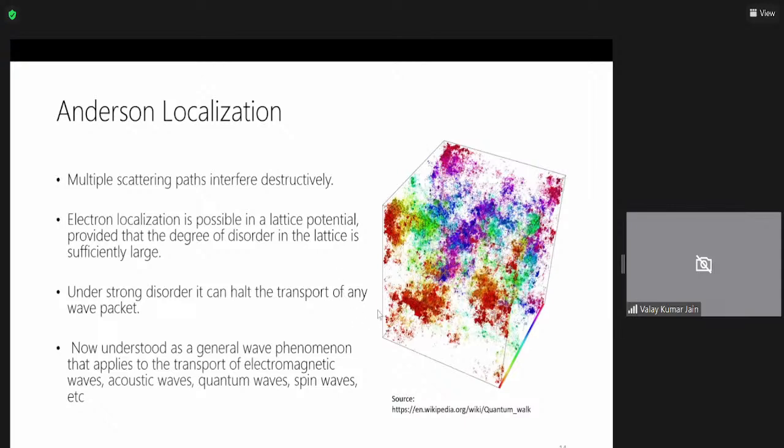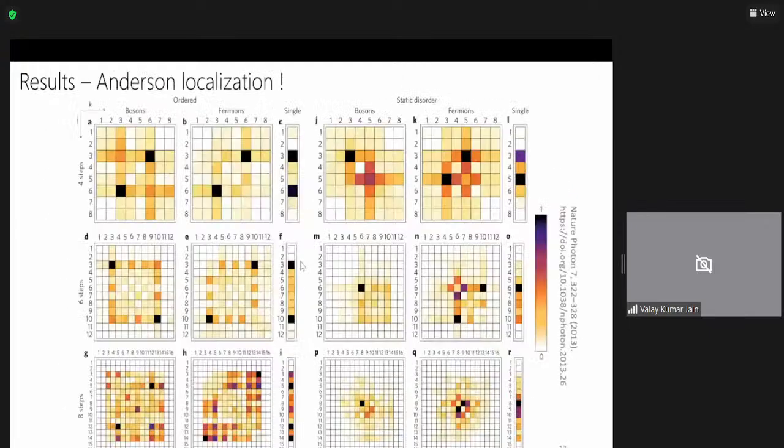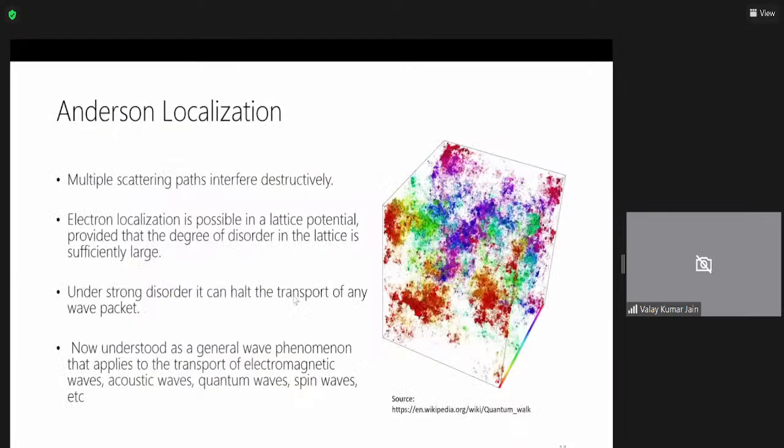Because it's based only on interference, it happens with electromagnetic waves, acoustic waves. We've seen it happening over here with matter waves. It happens with spin waves. It happens with all sorts of waves. And over here, it's happening with the probability waves. It's happening with the matter waves of photons. And what we see over here is that photons are localizing. This is Anderson localization of photons in waveguide lattices. Very interesting. So this shows that our system is actually working, that our mathematics is consistent.